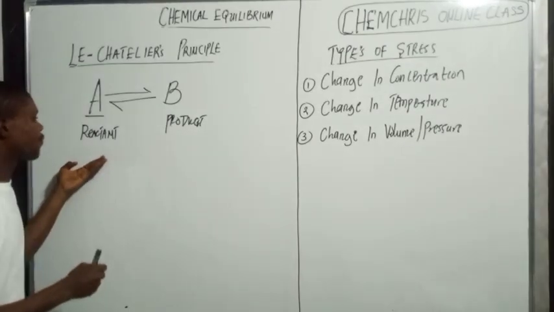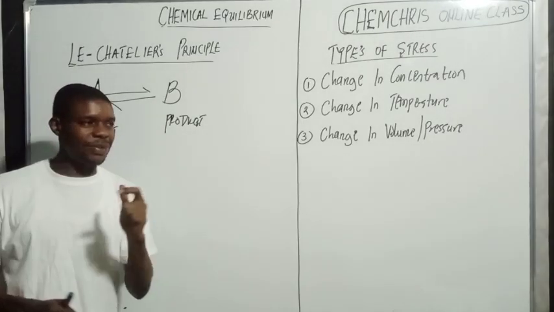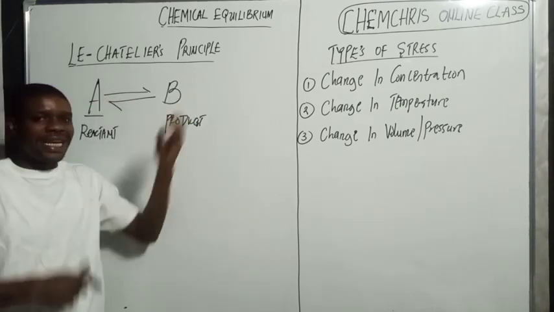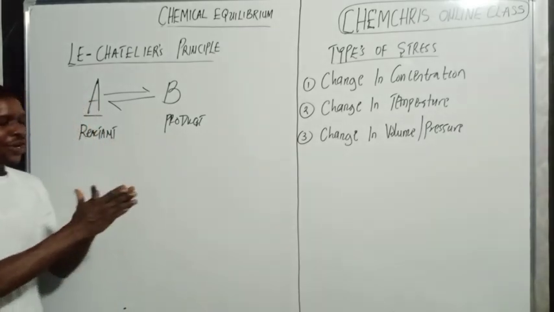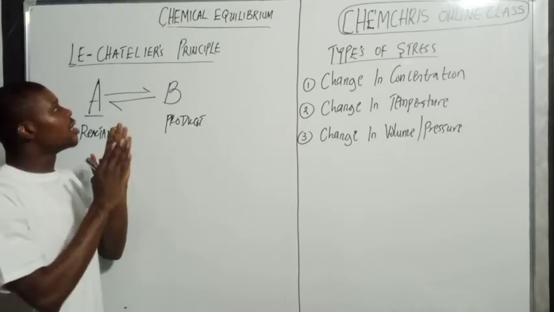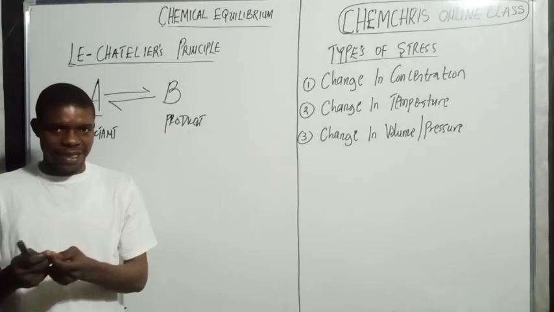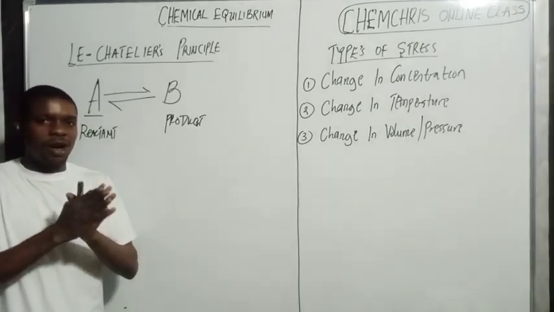The rate of the forward reaction equals the rate of the backward reaction. What does it mean? It means that the rate at which the reactant produces product is also the same rate at which the product decomposes to form the reactant back. And every reversible reaction loves its equilibrium state. So imagine here the forward reaction and backward reaction are the same.